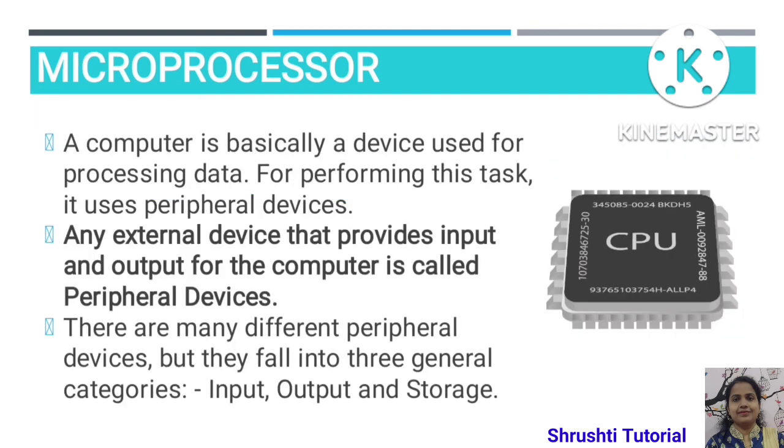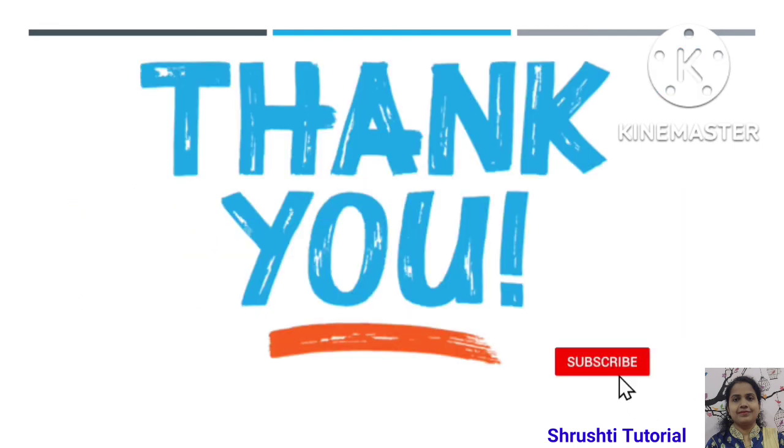A computer is basically a device used for processing data. For performing this task, it uses peripheral devices. We already discussed the peripheral devices, that is the input devices, output devices, and the storage devices. Any external device that provides input and output for the computer is called a peripheral device. There are many different peripheral devices, but they fall into three general categories. What are they? Input, output, and storage.